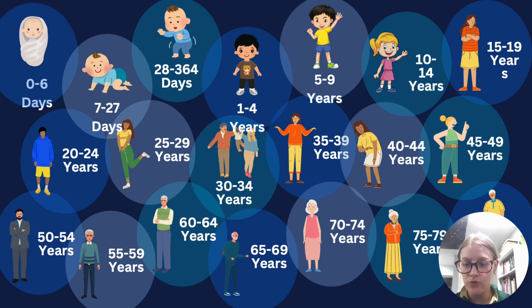From the 1 to 4 years, each age group will increase by 5 years until 80 plus years, which will just all include anyone who's 80 or older.